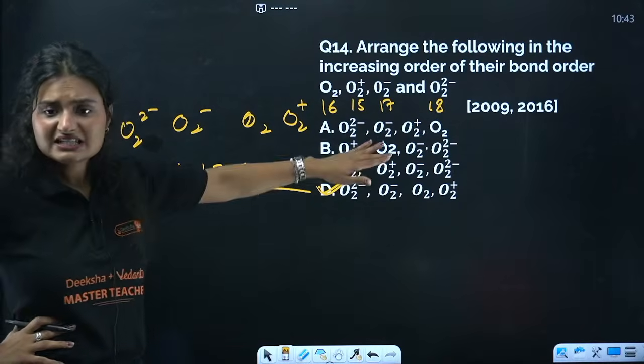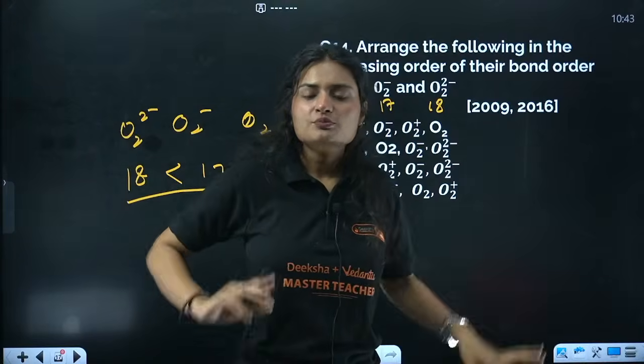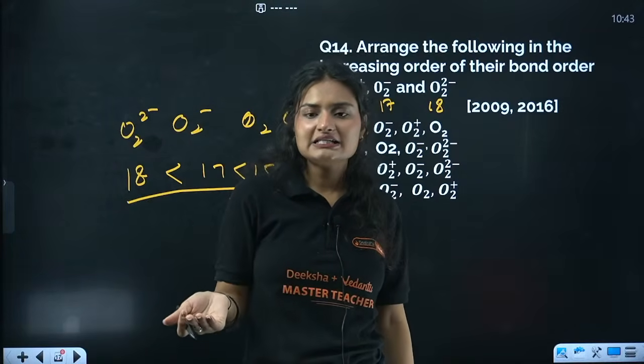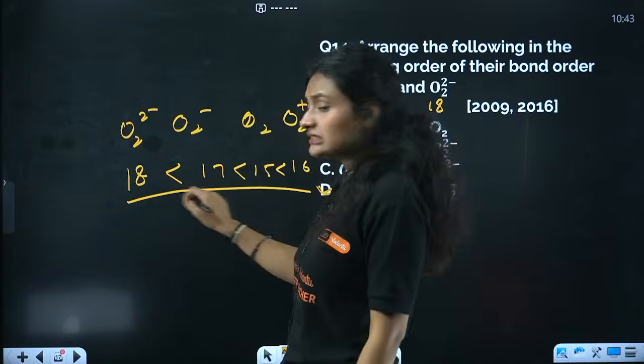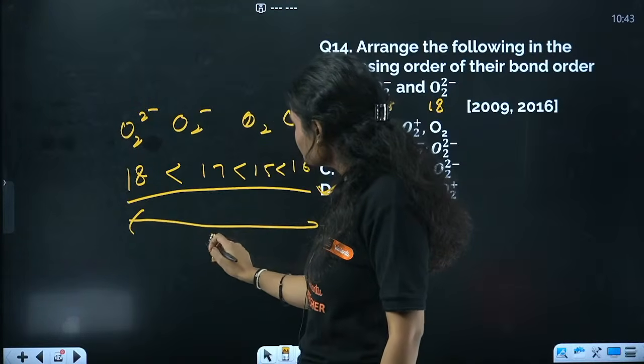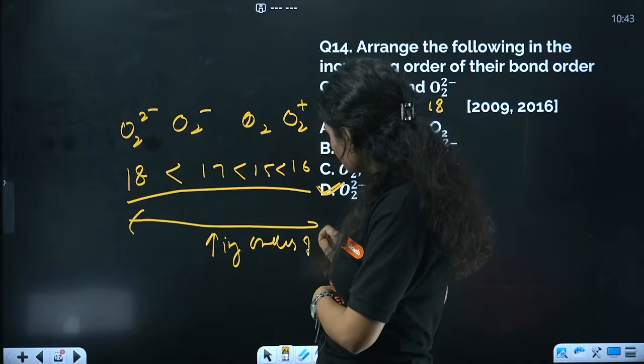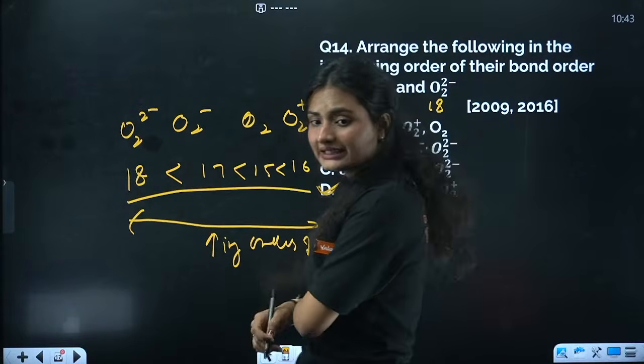Bond length will be the opposite. This is the increasing order of bond order, right? Bond order and bond length are inversely related. So this is the increasing order of bond order and this is the increasing order of bond length. Clear?